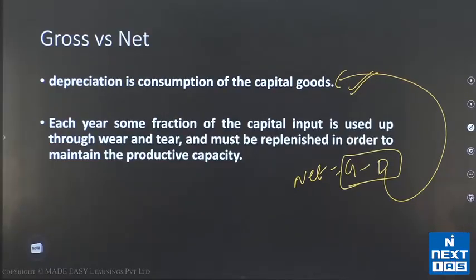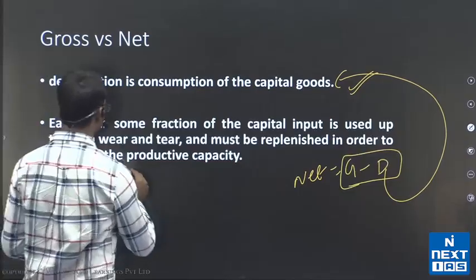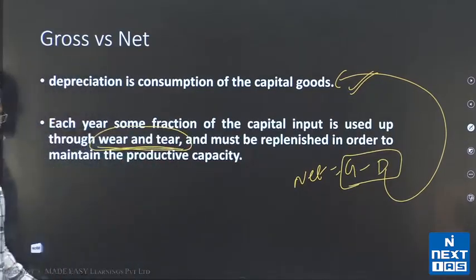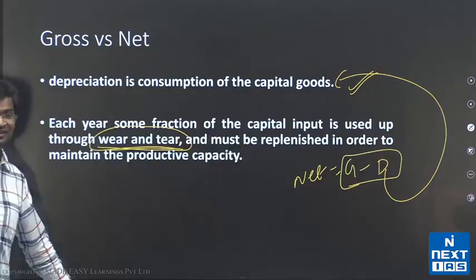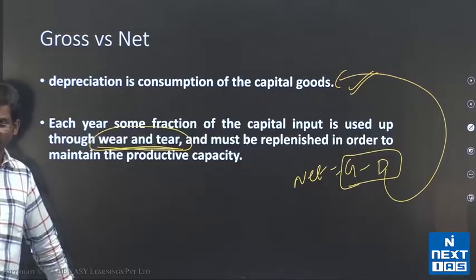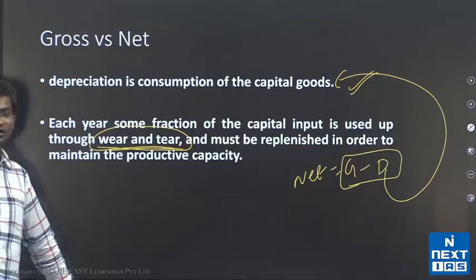Since independence, we calculate this data through the RBI. Depreciation is consumption of capital goods, so it is wear and tear of capital goods. Say you purchase a car for taxi purposes. Consumer good or capital good? Capital good, and it is added to GDP. But after 1 year, you have to replace the tires. There is a cost incurred, and that is called depreciation cost.